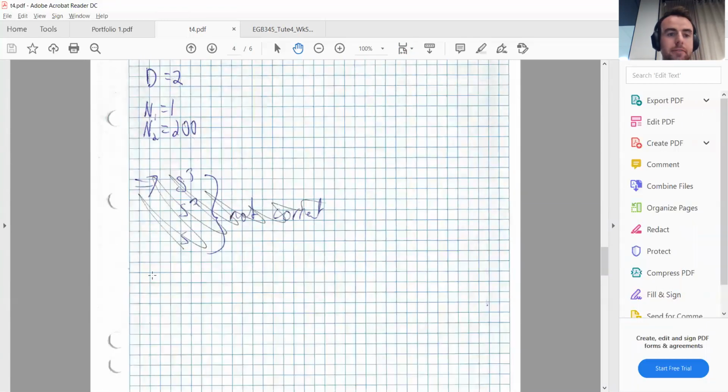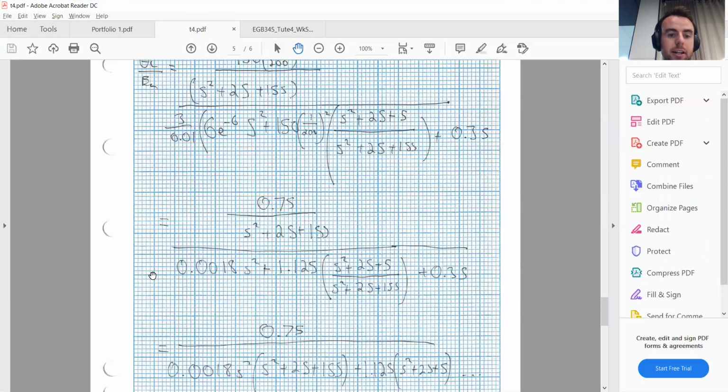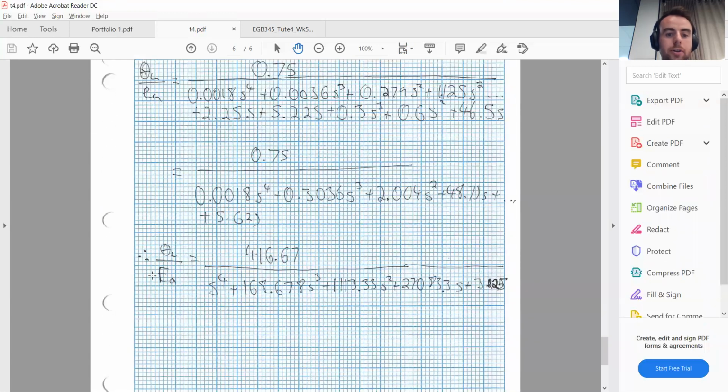I inserted the values I was showing you above, and the final answer I got was 416.67 divided by s to the power of 4 plus 168.678 s cubed plus 1,113.33 s squared plus 27,083.3 s plus 3,125.